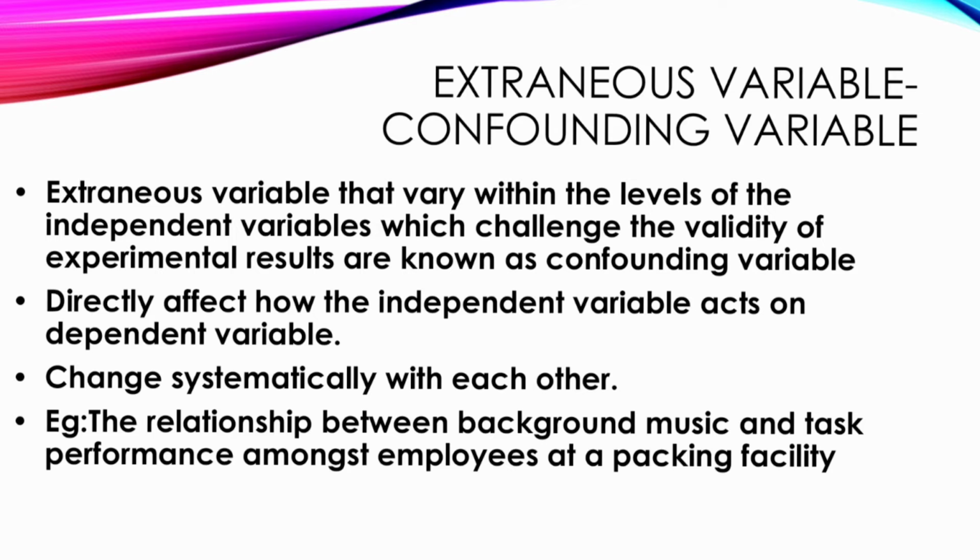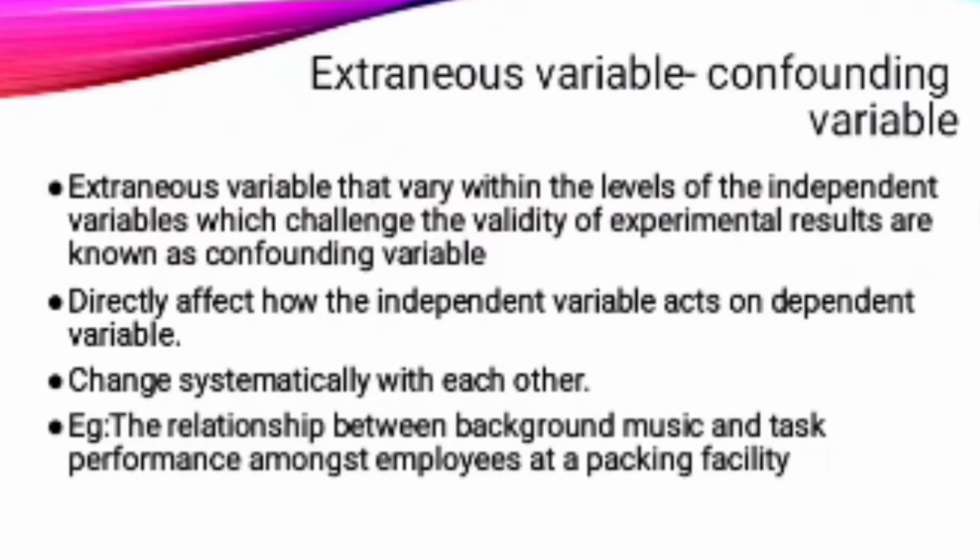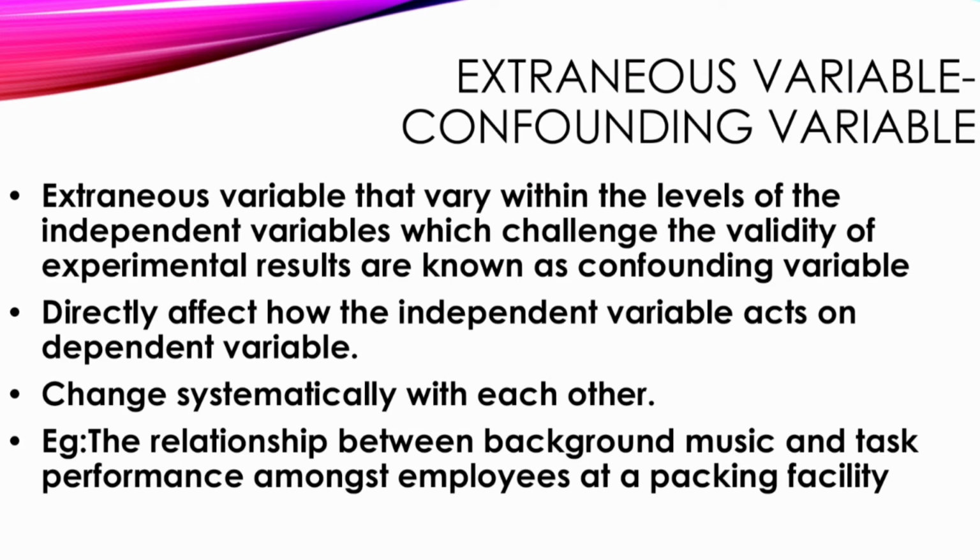So when an extraneous variable varies or changes systematically along with the variations that you're studying, it is called a confounding variable. That is the difference between extraneous and confounding variables, or what makes an extraneous variable confound.